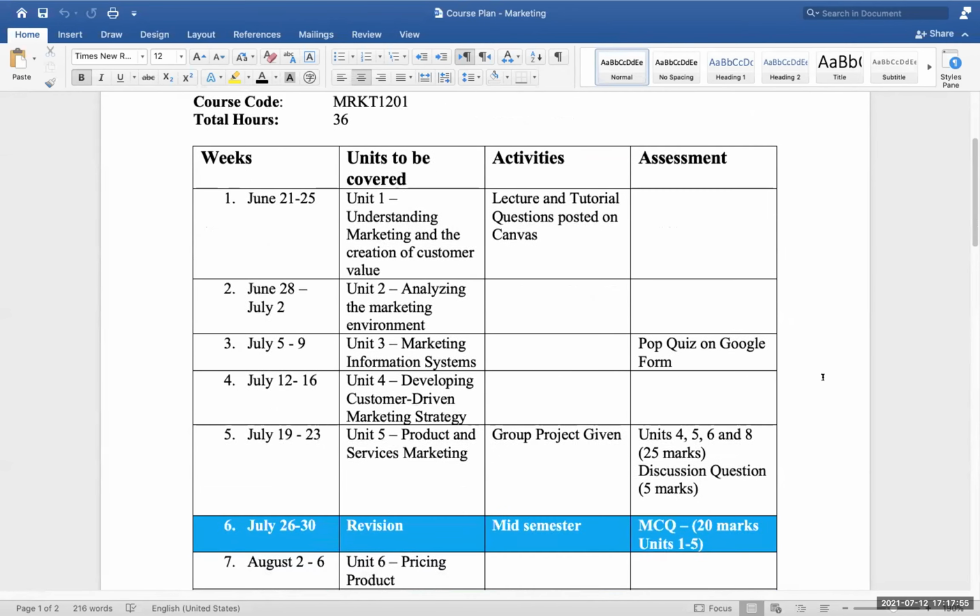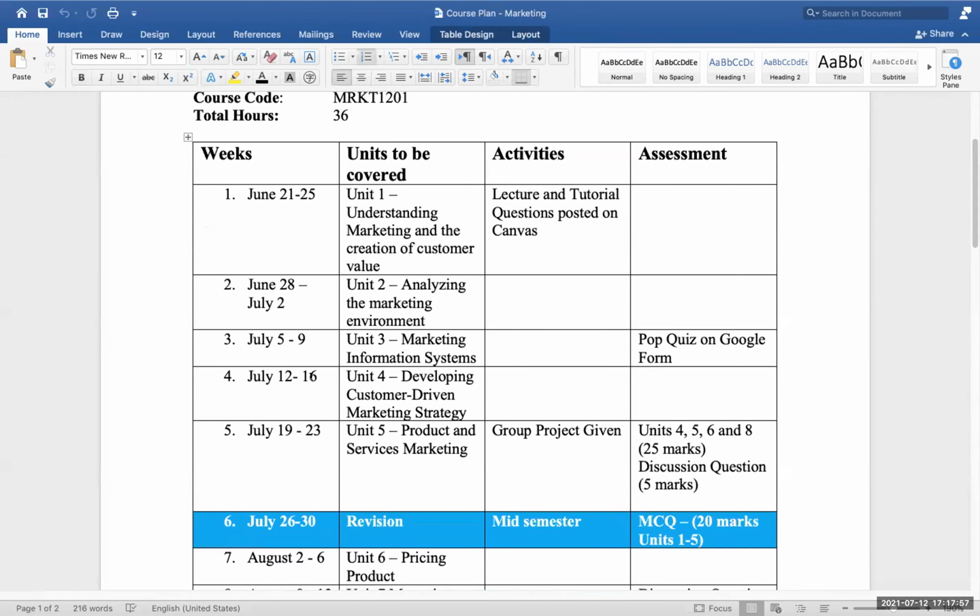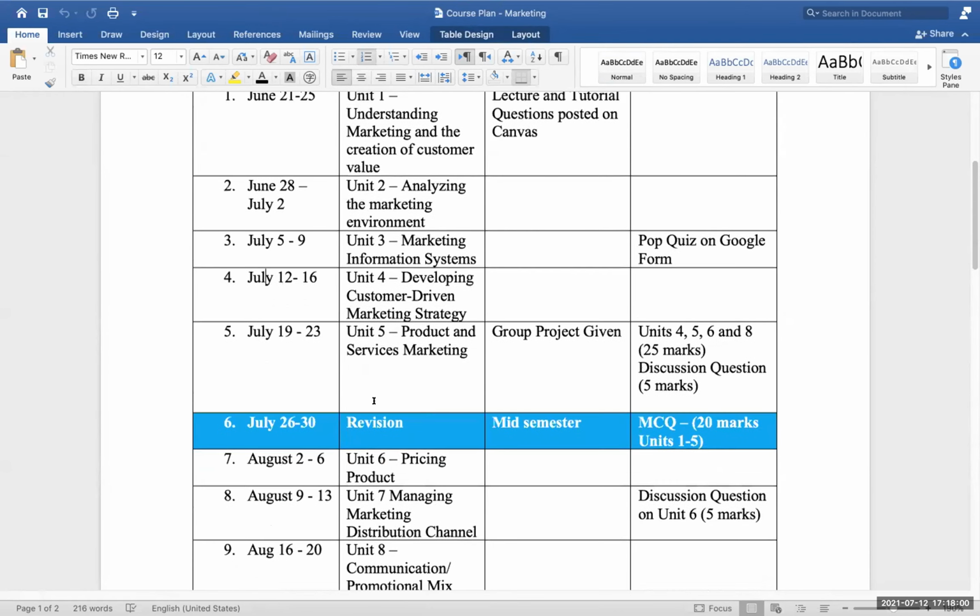So we are in week 4, which is here, July 12 to 16. The mid-semester is going to be the week of July 26 to 30, and it will be 20 multiple choice questions from units 1 to 5. The same thing will apply: you'll get back your grade instantaneously, so you'll know exactly where you are in the process.